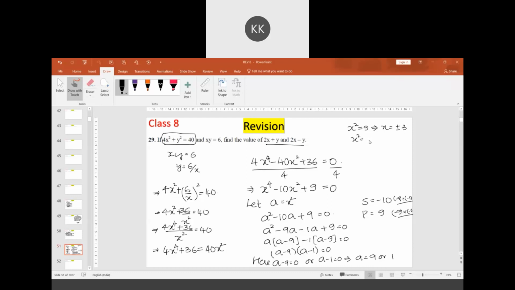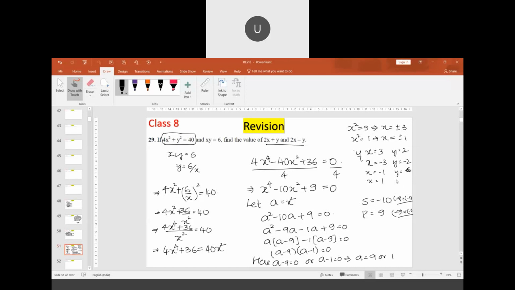If x square is equal to 1, x can be plus or minus 1. This is the value of x. So if the value of x is positive 3, the value of y becomes 6 by 3, which is 2. If x value is taken as minus 3, y value will become minus 2. If x value is taken as minus 1, the value of y becomes minus 6.